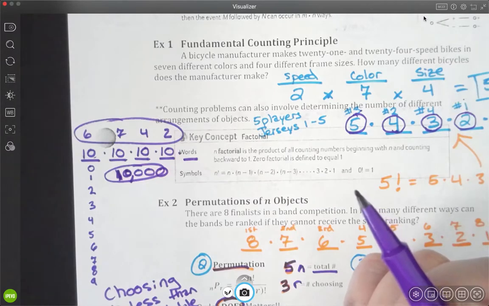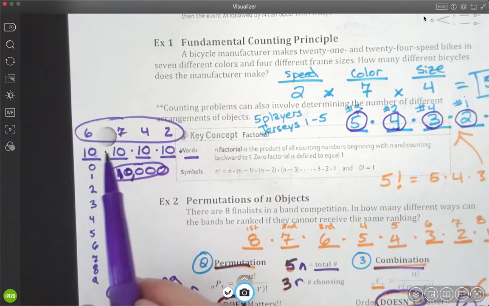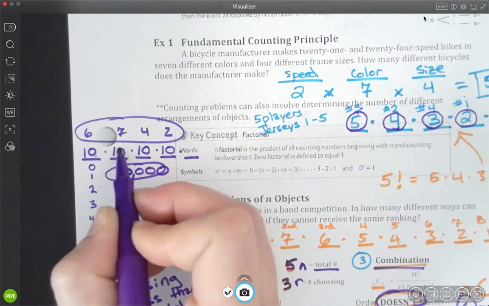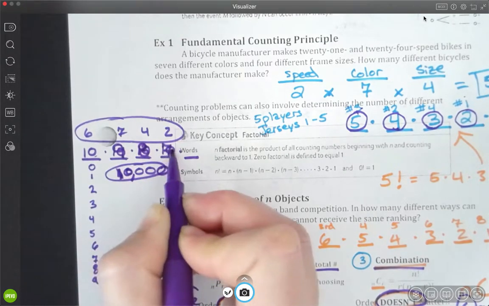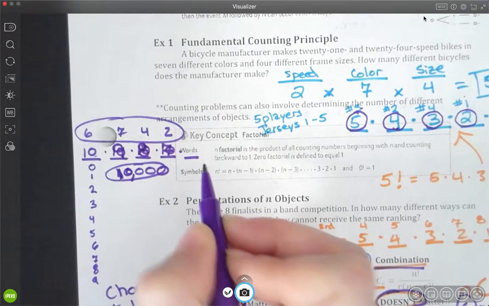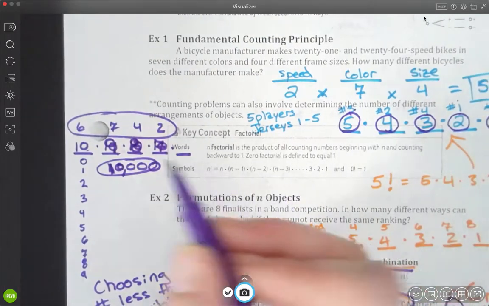Now, if they say that the digits can't repeat, so like I can't have the same number over again, then 10 digits can go here, but this one can only be 9 digits. This one can only be 8 digits. This one can only be 7 digits. So it kind of restricts it there, and I would do 10 times 9 times 8 times 7 instead of 10 times 10 times 10 times 10, okay? So that's kind of how that works.